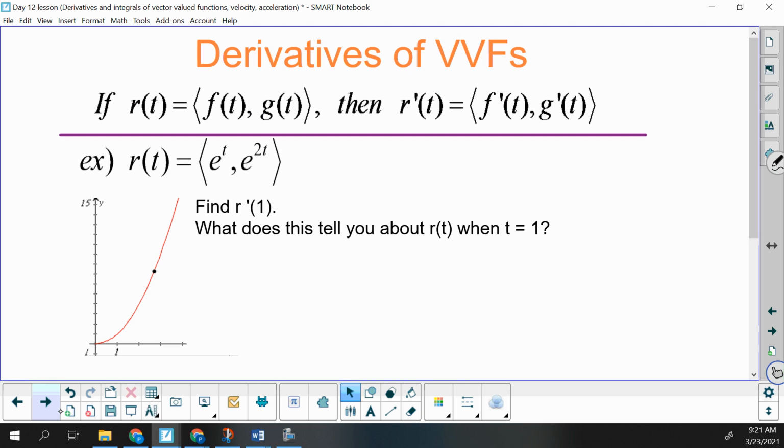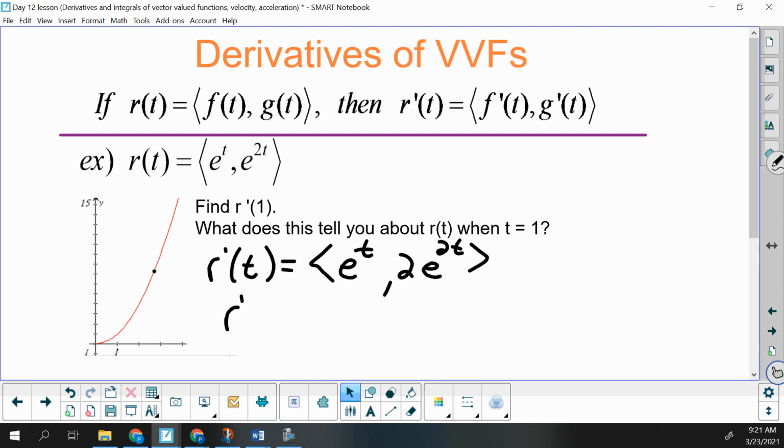So if we want to find r prime of 1, that means we got to take the derivative and then just sub in 1. So we're going to have r prime of t is equal to the vector valued function of derivative of e to the t, which is e to the t, and derivative of e to the 2t, which would be e to the 2t times 2, or in other words, 2e to the 2t. If we now want to evaluate that at 1, e to the first is just e, and then when we sub in 1 to the second part, we'll get 2e to the second.